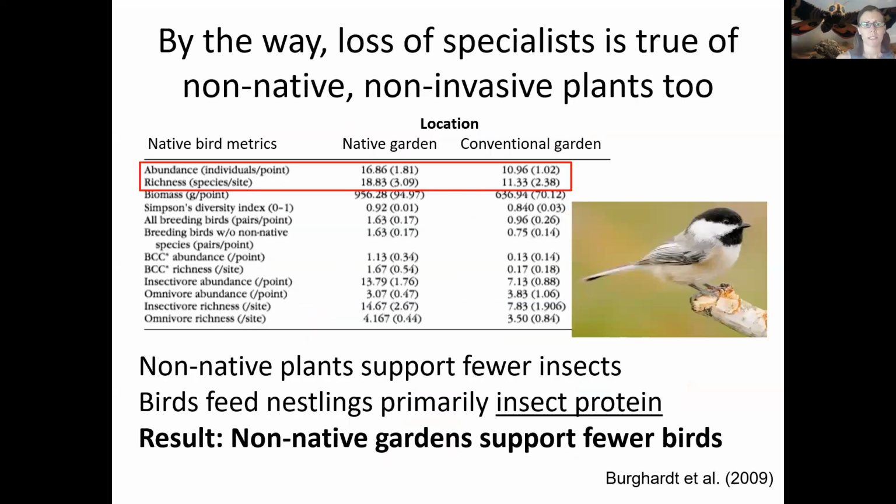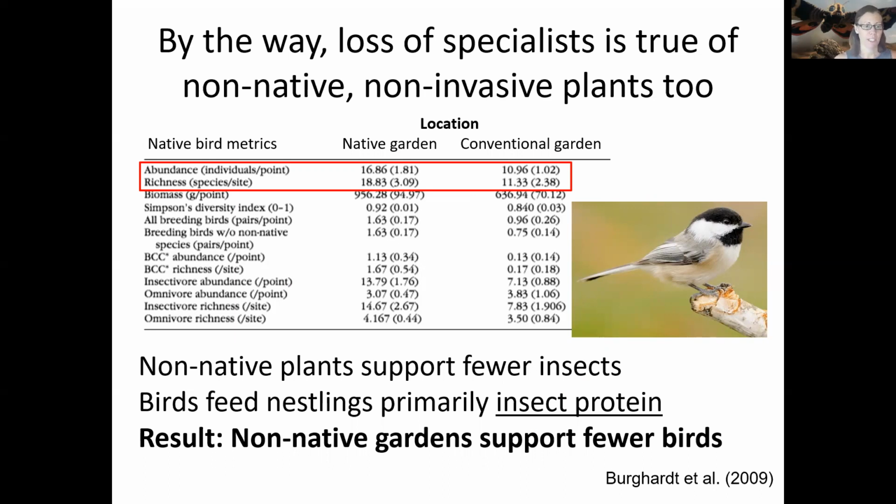And this is a little bit of an aside, but this enemy release is not only true of invasive species, but it's also true of non-native and non-invasive species too. So this actually tells you in invasion ecology that enemy release is not the sole reason that species can go on to become invasive, because we see an enemy release in plenty of non-native plants as well.